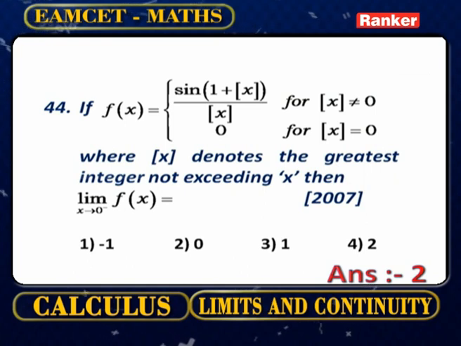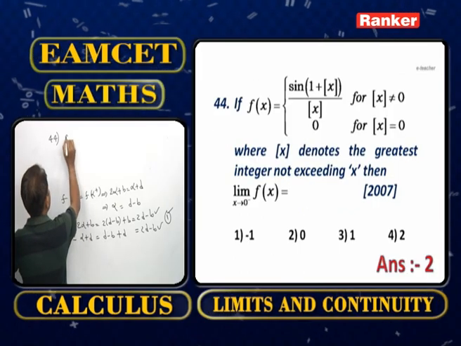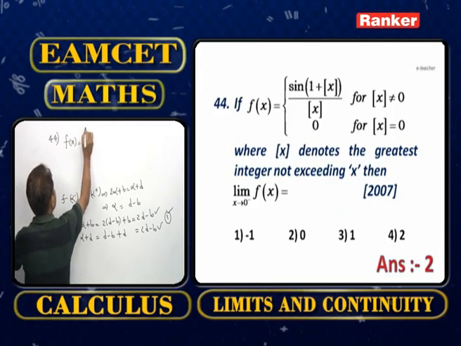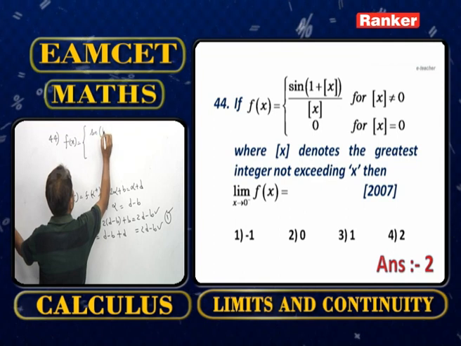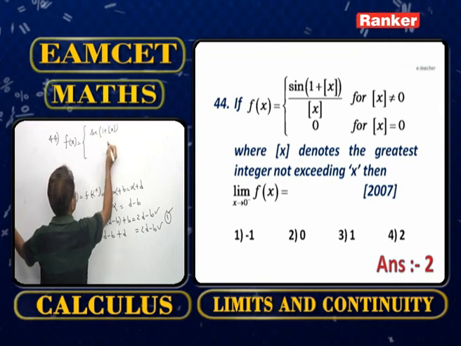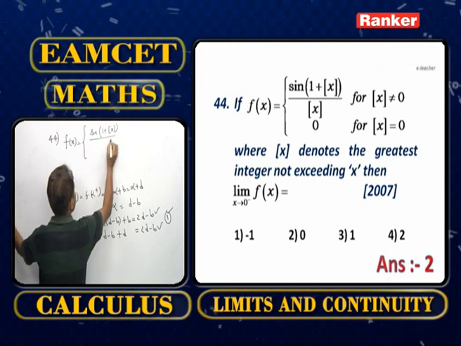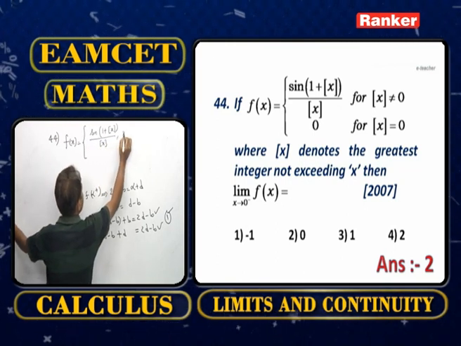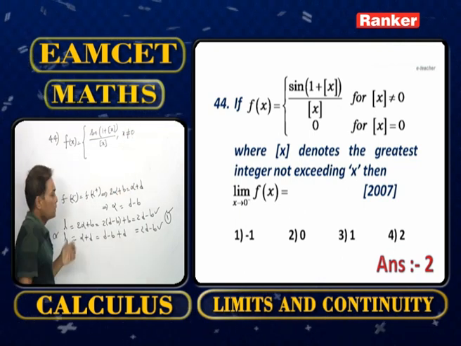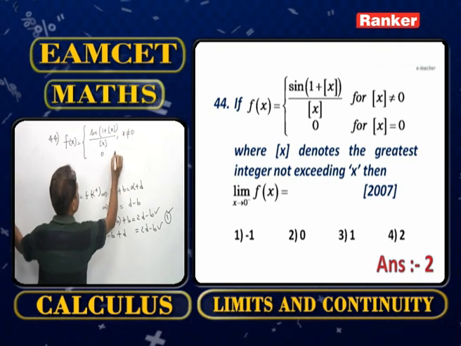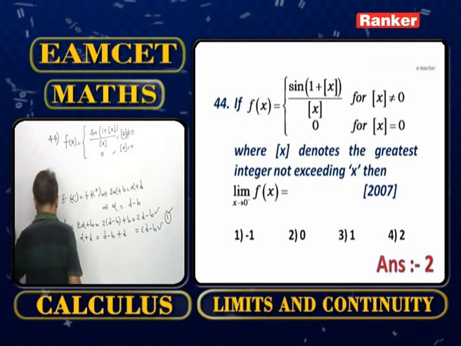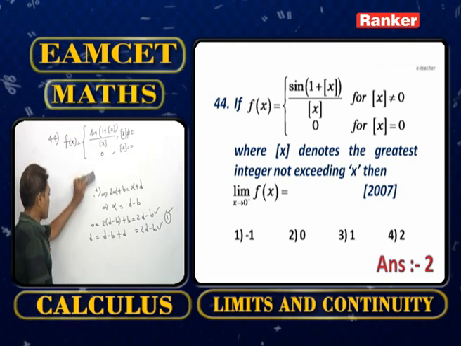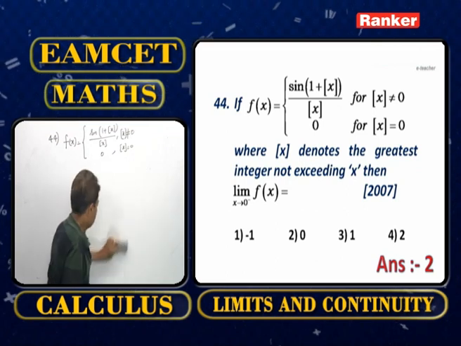Question number 44. Again here two different definitions for f of x are given. So let us see what the definitions are. Sine of 1 plus integer part of x, floor x, by floor of x, when x is not equal to 0, use this definition. When x is equal to 0, the value is 0. This is given for floor x not equal to 0. Now, if it is continuous, what is the f of x value?